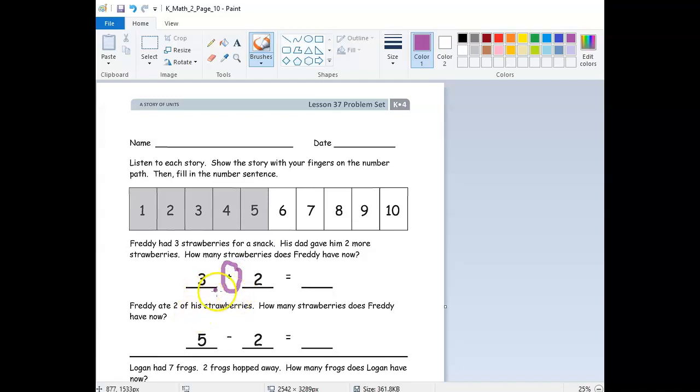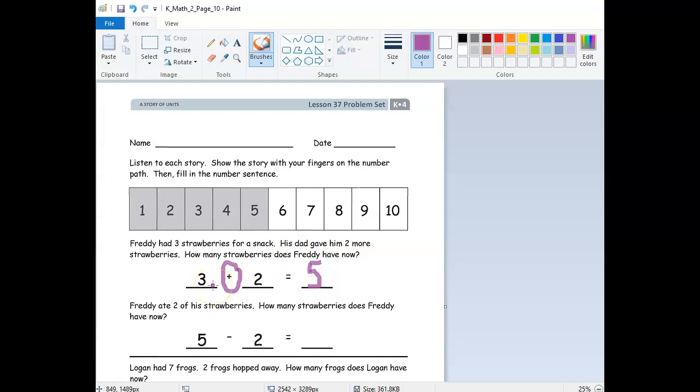When we work a plus sign, we know that we are getting more. So your number sentence has already been written for you. It says he has 3 strawberries and he gets 2 more. So 3 plus 2 equals, if I'm on the 3 right here and I'm going to jump 2 spots, 1, 2, what number am I on? Yes, 5. 3 plus 2 equals 5.